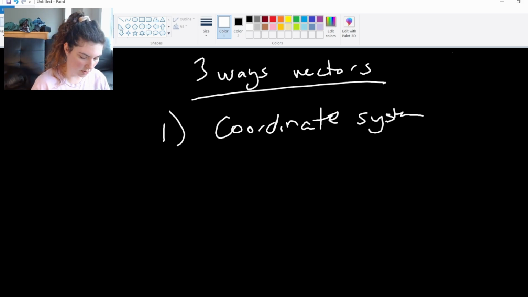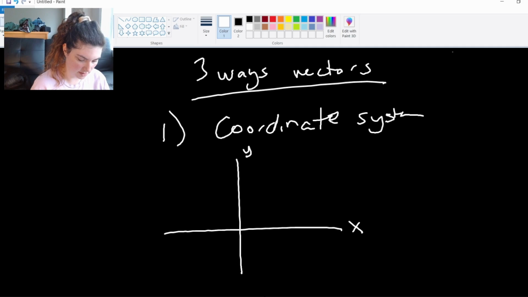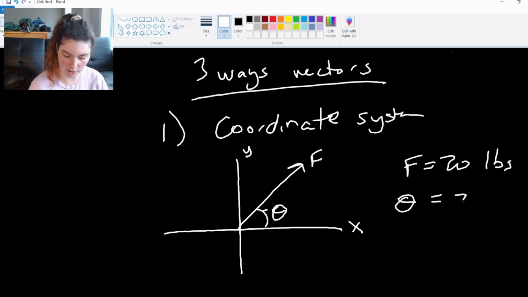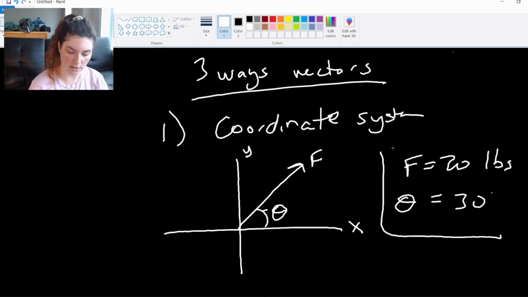So, for example, when we draw the XY axis and you have something like this, this is when we would use the angle and the magnitude to describe them. So, for example, F is 20 pounds and it acts at 30 degrees from the x-axis, measured counterclockwise from the x-axis. So this would be one way to describe them. You can provide the magnitude of it and an angle.